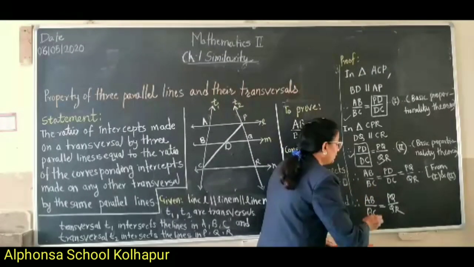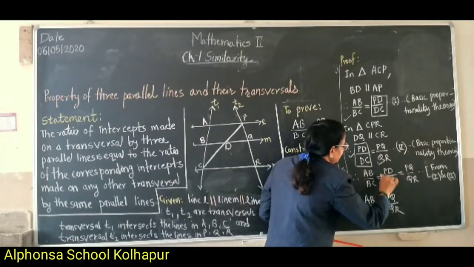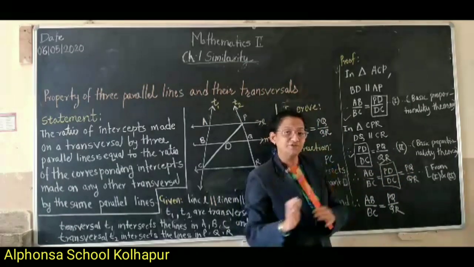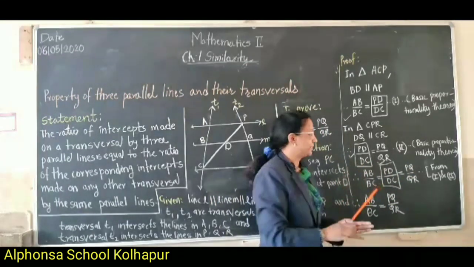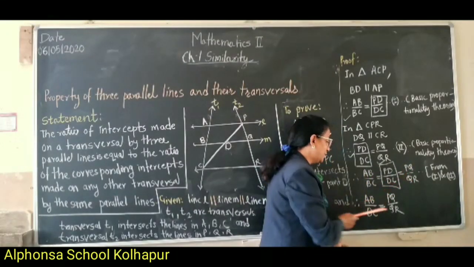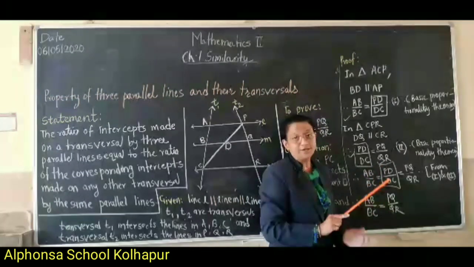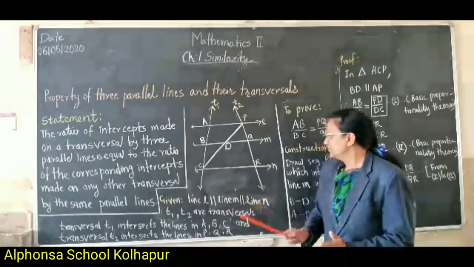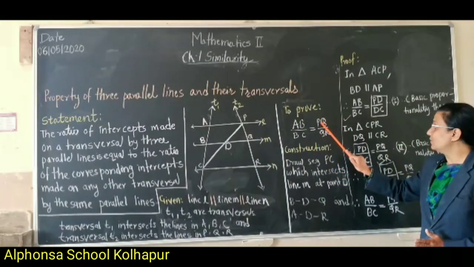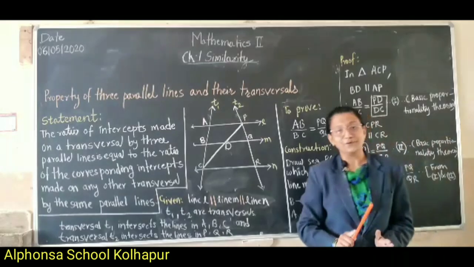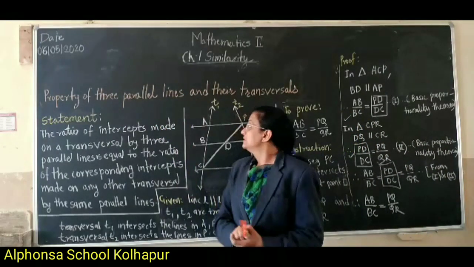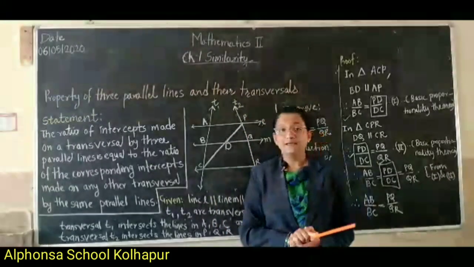Now what will we do? We will just avoid this PD upon DC. The middle ratio we will avoid, and the first and last two equal ratios we will write. So AB upon BC will be equal to PQ upon QR. That is our last statement, which we wanted to prove. Just see here, AB upon BC is equal to PQ upon QR is proved. So here we have completed the property of three parallel lines and their transversal.